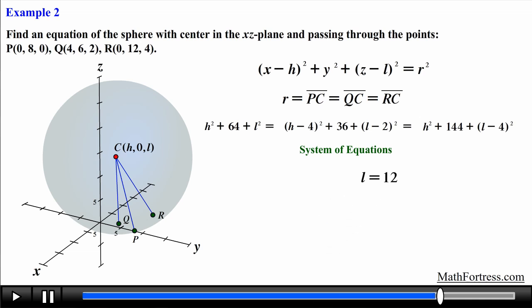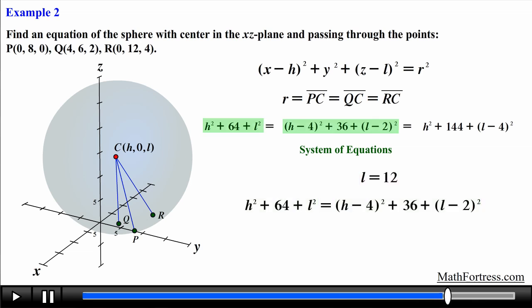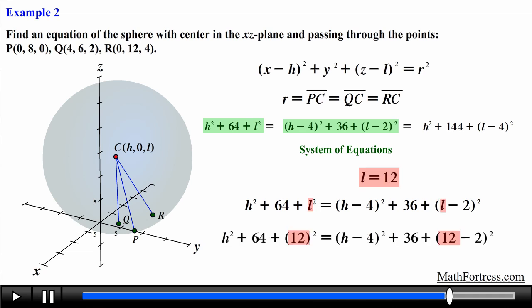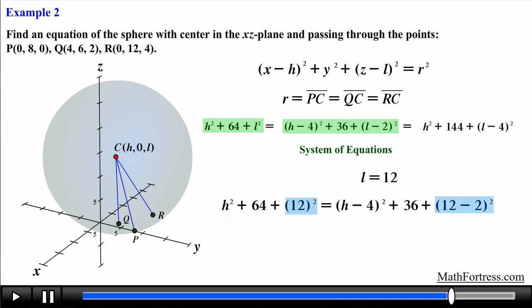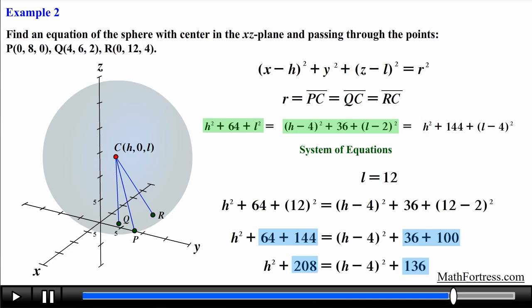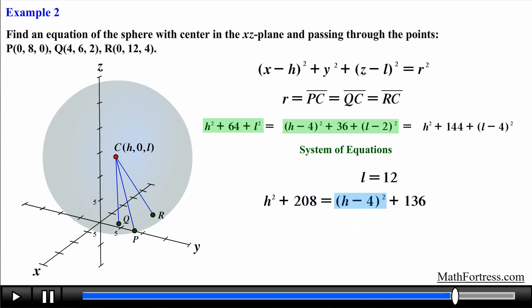Now we need to equate two distinct expressions, substitute this value for L, and solve for h. Let's equate the first and second equations together. Next, let's go ahead and replace the value for L with 12 and simplify the expressions. After that, let's go ahead and expand the binomial square. Notice that the h squared terms cancel out, since it appears on both sides.